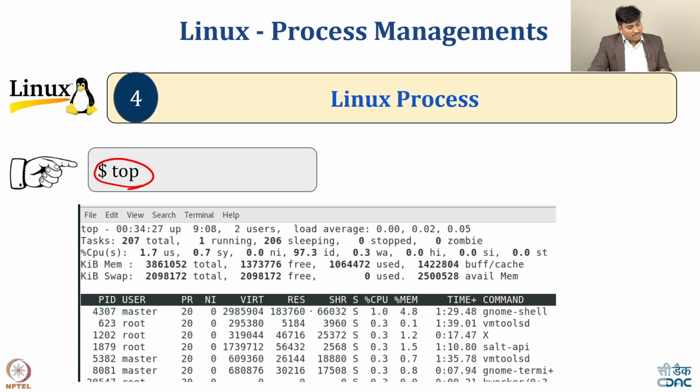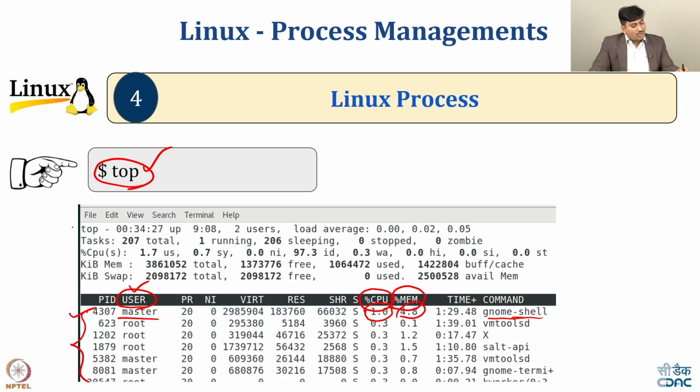You can see that with this command, different processes are running, who actually has fired that process, what is the percentage utilization of the CPU, and the percentage utilization of the GPU by that process. All this information we get through the top command. Here you can see that gnome-shell is currently occupying 1% of CPU, 4.8% of memory, and this particular user has fired that command. Likewise, it provides different aspects.